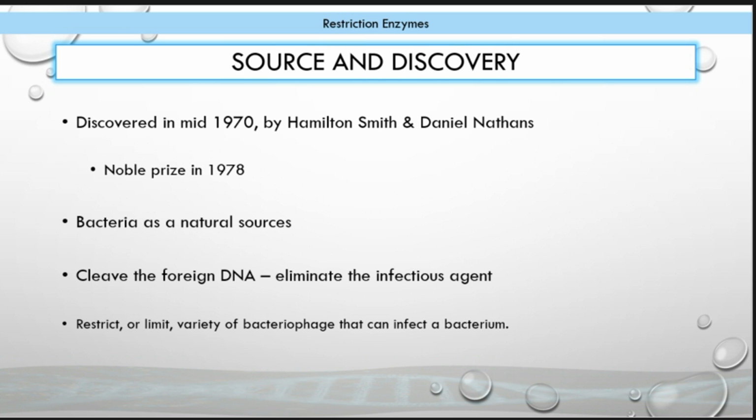Restriction enzymes were for the first time discovered in 1970 by Hamilton Smith, and he was later in 1978 awarded a Nobel Prize. These enzymes are naturally produced inside the bacterial cell where they cut the foreign DNA and eliminate the chances of infections.